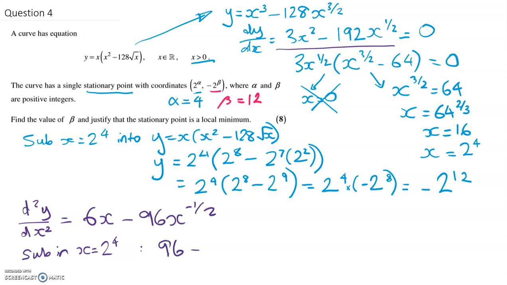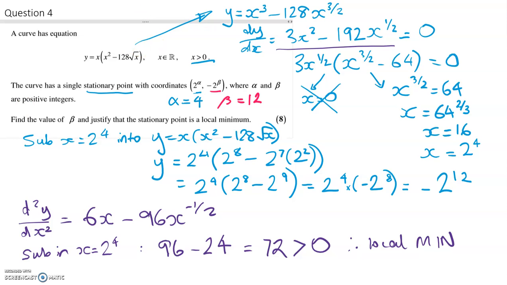96, take away 24, which is 72, which is positive. Therefore, it must be a local minimum. If it had ended up being negative, then we would have known it was a local maximum.